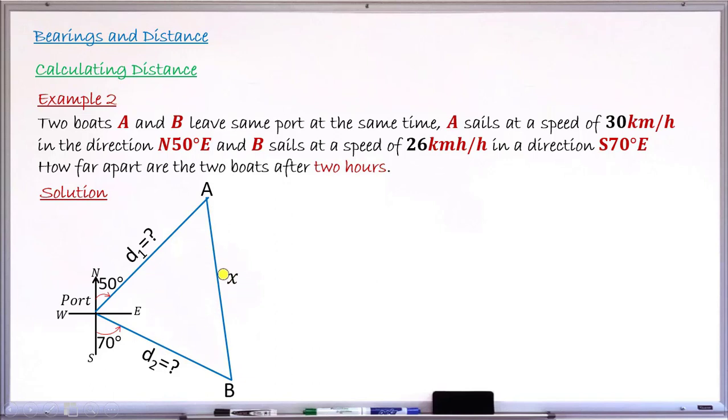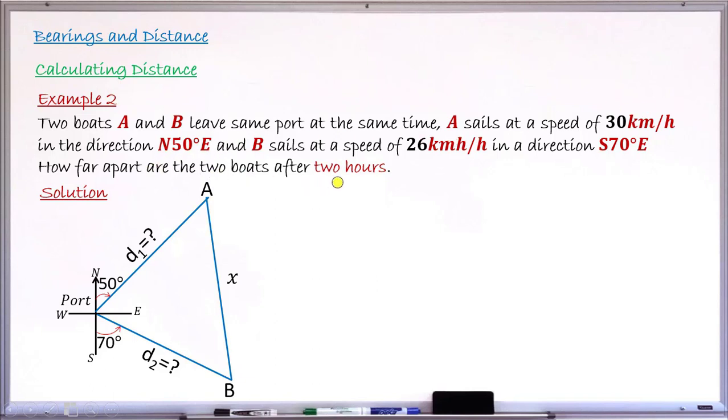It is now marked X. So what I'm going to do next, let me just extract these 2 distances, D1 and D2. You see, boat A has this speed 30 km per hour, and boat B has this speed 26 km per hour, and both the 2 boats sail for 2 hours.